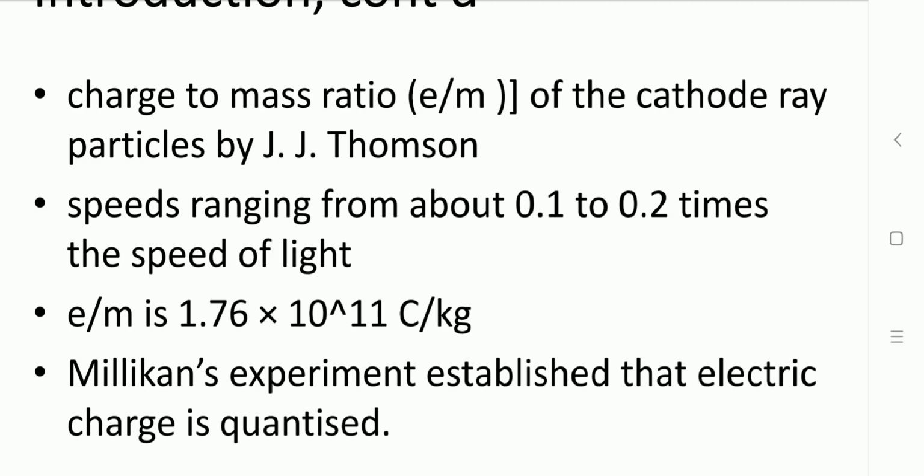As we know, the value of the charge is 1.6 into 10 raised to minus 19 coulomb. So if we know the e by m ratio and the charge of the electron, then we are able to get the mass of the electron. Then Millikan did experiments to show that electric charge is not continuous, but quantized, that is, discrete.